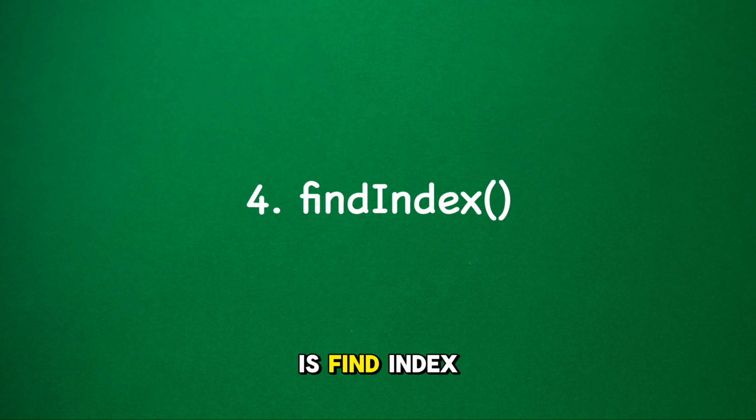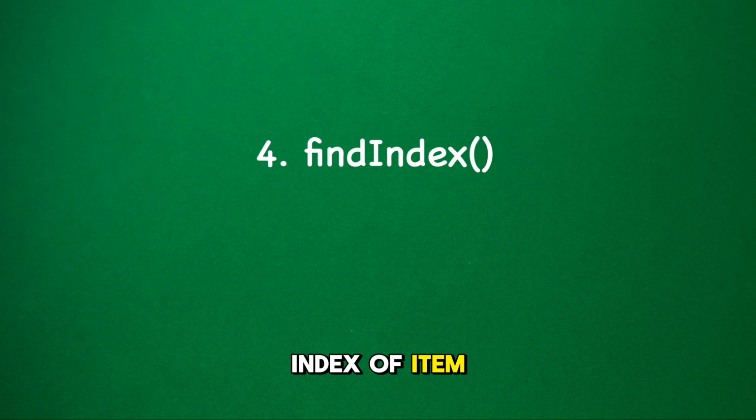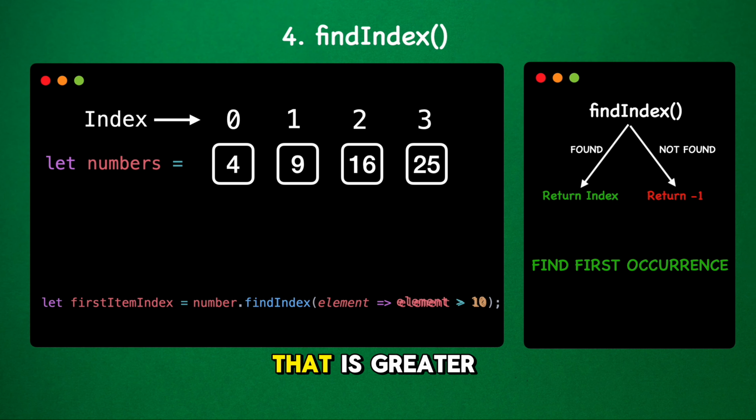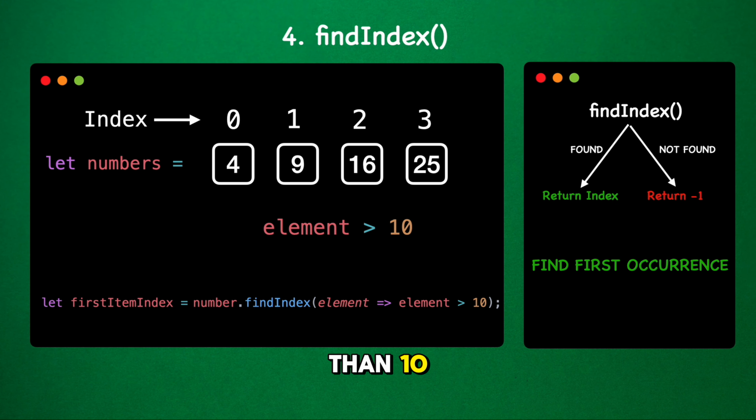The next one is findIndex, which finds the index of an item based on a specific condition. So let's use our line of numbers again: 4, 9, 16, and 25. We want to find the position of the first number that is greater than 10. We start with the first number, which is 4. This is not greater than 10, so we move on.